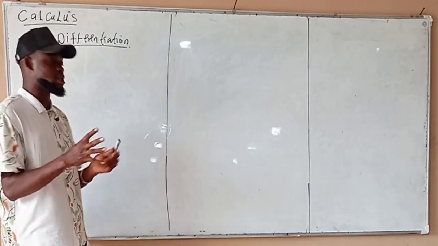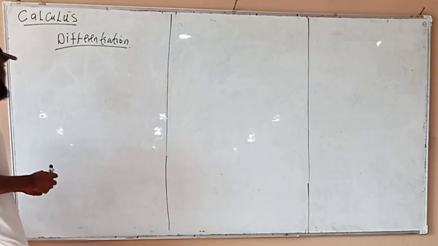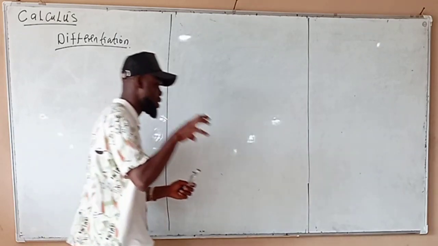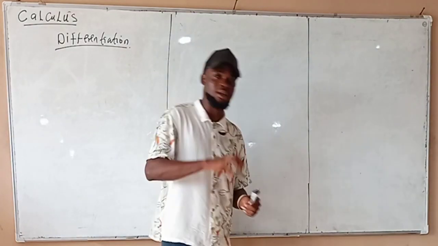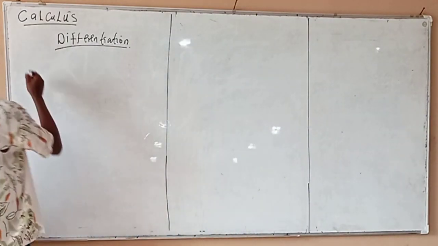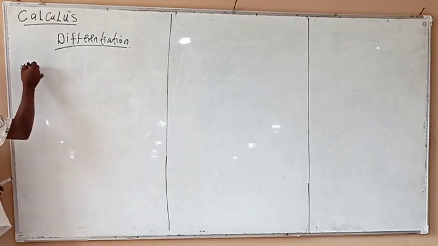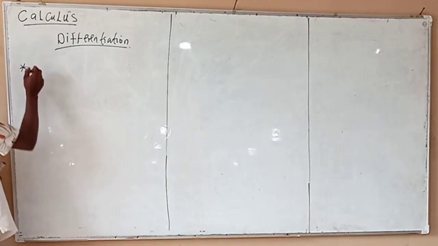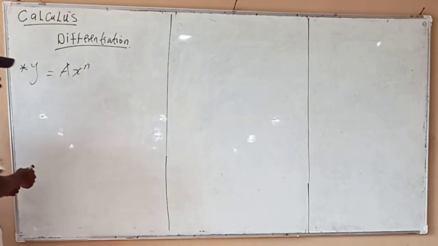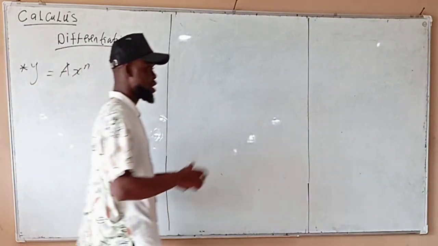Basically, we are going to be looking at 5 basic functions, and from these functions, we are going to combine them to form other functions. In this class, we are going to be moving around these 5 basic functions. The first function is the polynomial function, so we'll have y equal to ax raised to power n, or x raised to power n. How do you differentiate things of this nature?